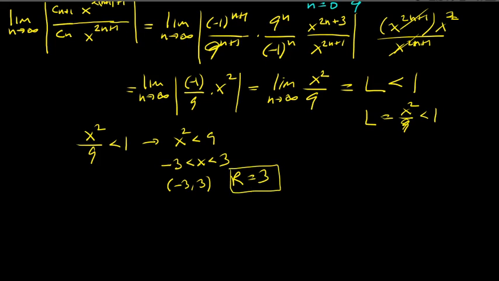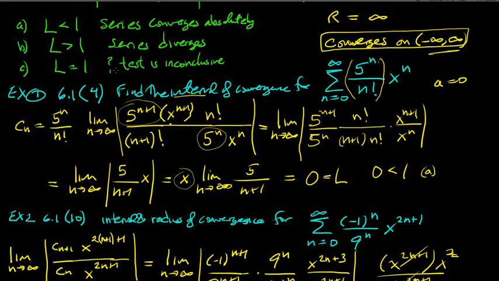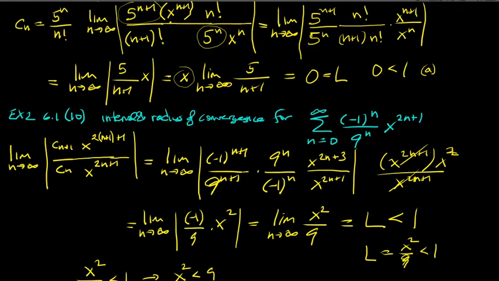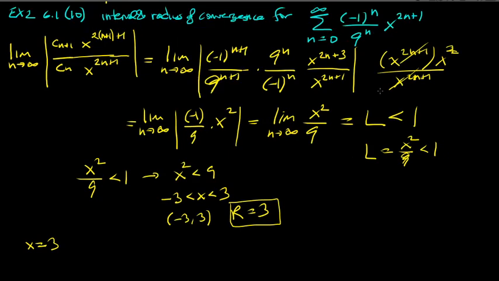On the other hand, how do we know that it's the open interval? Notice that's why I didn't definitively say this is the answer yet, because we have to check separately what happens at x equals 3 and what happens at x equals negative 3. Do we include the endpoints or not? So let's look at what happens when x is equal to 3. That's when L is 1. And remember, when L is 1, we have no idea. So we simply have to look back at the power series and see what we get.